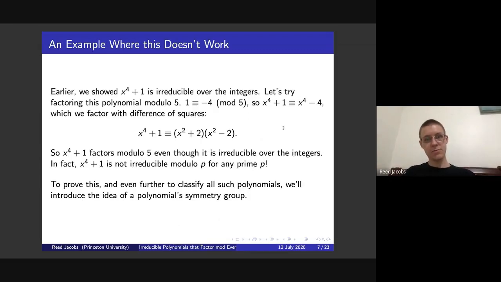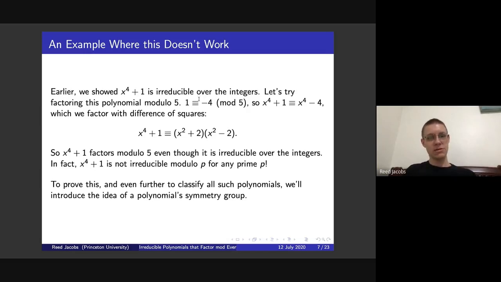So let's see an example where modulo p reduction actually fails to prove anything. Earlier we showed x to the 4th plus 1 is irreducible over the integers. Let's try to factor this polynomial modulo 5. This is a version of difference of squares. 1 is congruent to -4 mod 5.